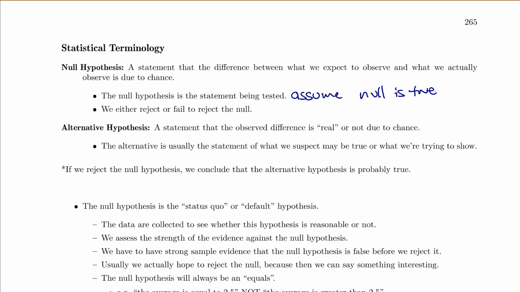Again, all of our calculations are based on the claim that the null is true. The alternative is a statement that the actual observed difference is real or not due to chance, that there's something happening. The alternative is usually what you actually suspect is true or what you're actually trying to show. If we can reject the null hypothesis, then we conclude that the alternative hypothesis is probably true.